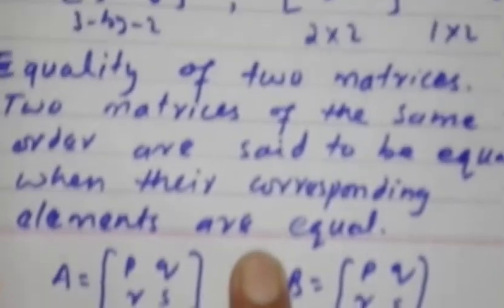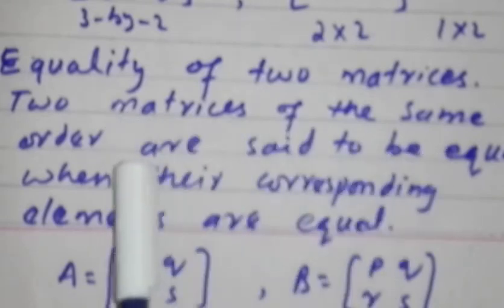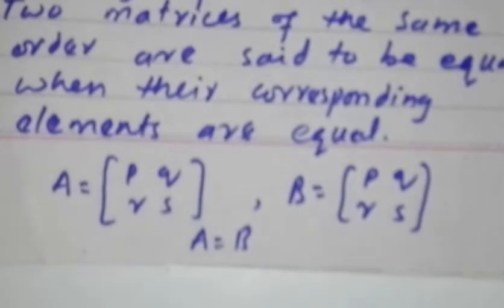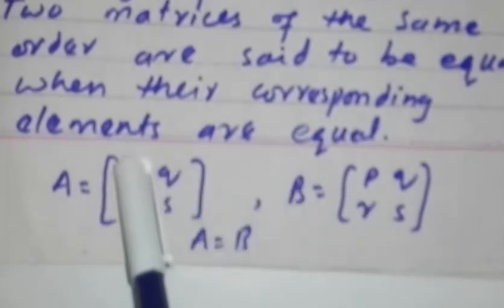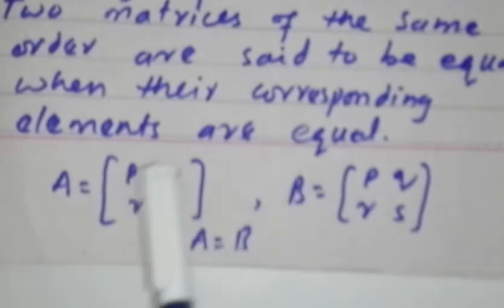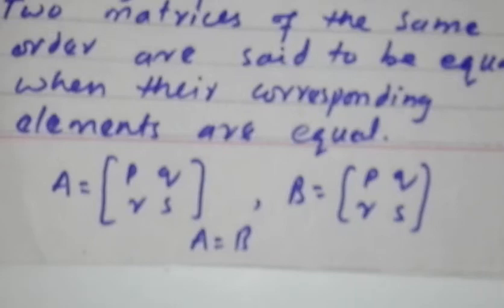Equality of 2 matrices. Two matrices should be of the same order. Order means the number of rows and columns should be equal. Two matrices of the same order are said to be equal when their corresponding elements are equal. Now look, A and B are 2 matrices. P is equal to P, Q is equal to Q, R and R are corresponding elements, S and S are corresponding elements. So the corresponding elements of A and B are equal. That's why matrix A and B are equal.